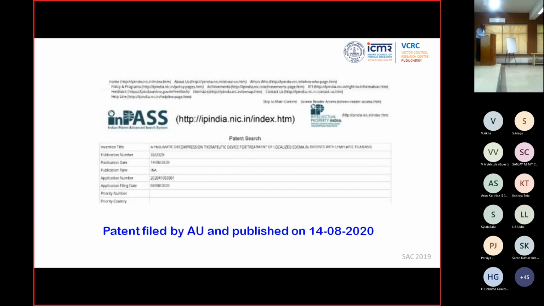And we also filed a patent in 2020, and we are waiting for the final grant. Since this is a semi-automatic decompression machine, a digital machine, especially for lymphedema patients, we are likely to get it. We have already got it published, and the particular period is almost over, and we would like to get the patent for this. That's it.